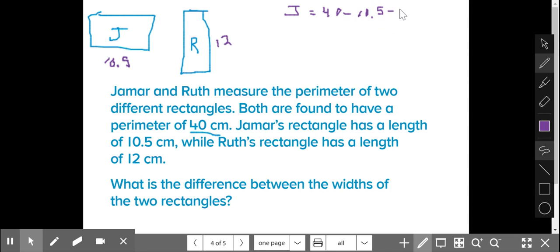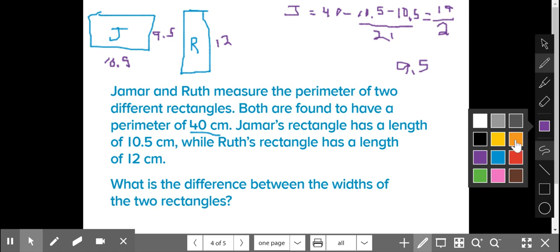10.5 minus 10.5. Find out what that equals, and whatever it equals, we've got 2 sides left. We're going to divide it by 2. So 40, and I'm going to combine these two. This is a total of 21. So 40 minus 21 is 19. 19 divided by 2 will give me 9.5. So the shorter sides are 9.5, 9.5 for Jamal's.